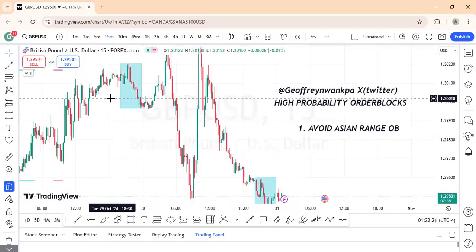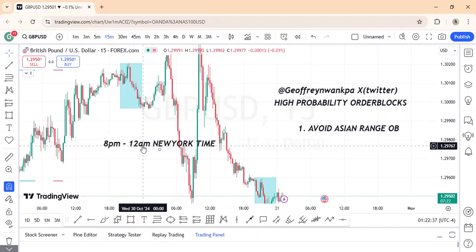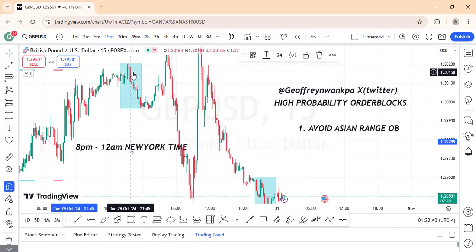Now, Asian range, I've told you guys, Asian range is between what? It's between 8 p.m. to 12 a.m. New York time, right? This is the Asian range. I use this blue tool to help me identify the Asian range.